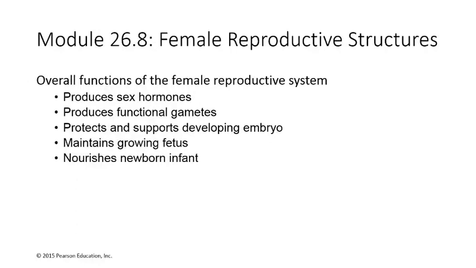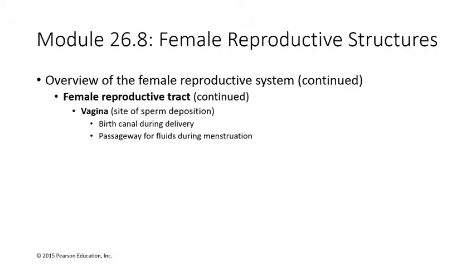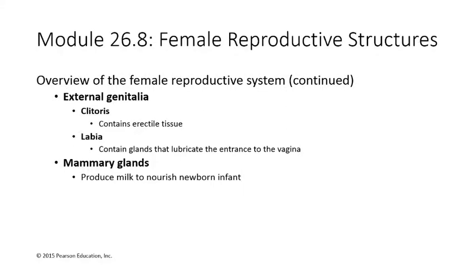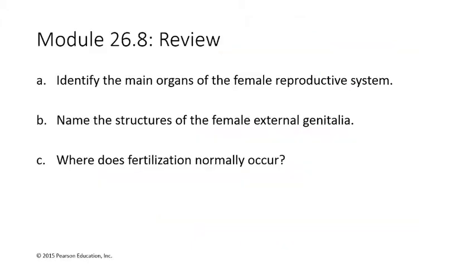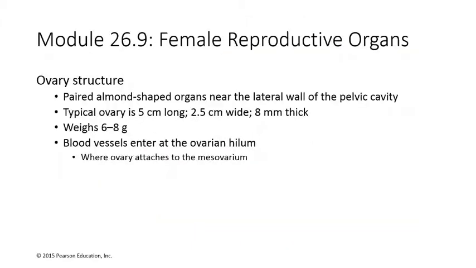So review the basic ideas of the female reproductive system on your own. Of course, the gonads here are the ovaries, everything else being accessory organs, including the vagina and the uterus. The clitoris and the labia are the external genitalia, everything else is internal. The mammary glands, of course, are producing milk for nourishing. The ovary, a couple of almond-shaped organs, and they are the primary sex organs for the female.